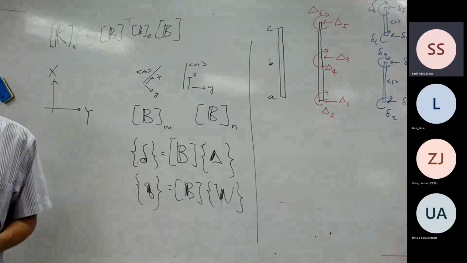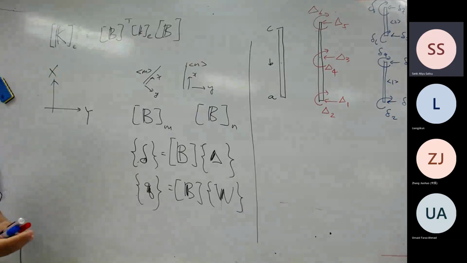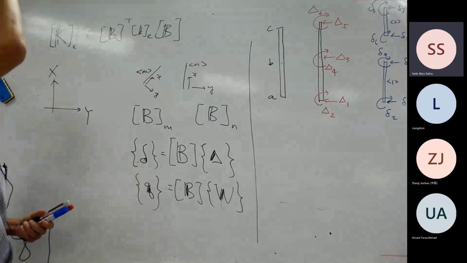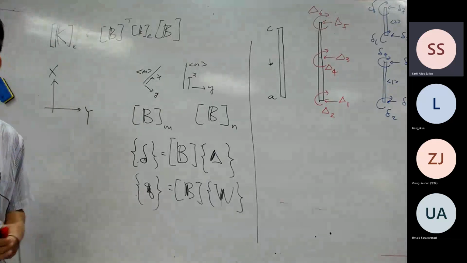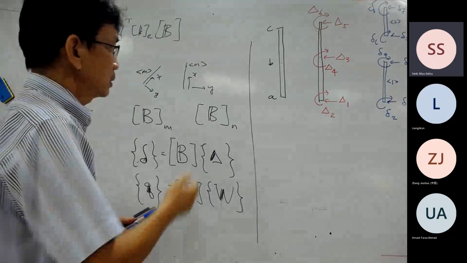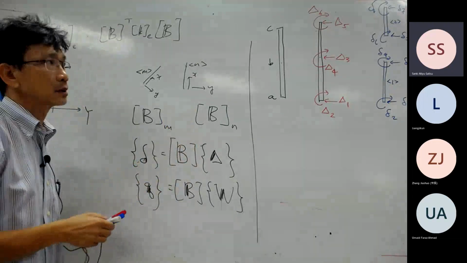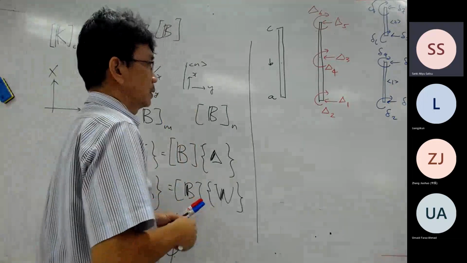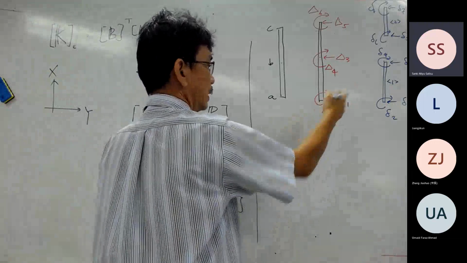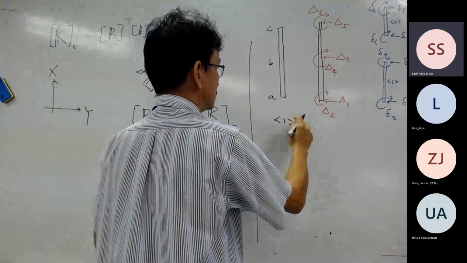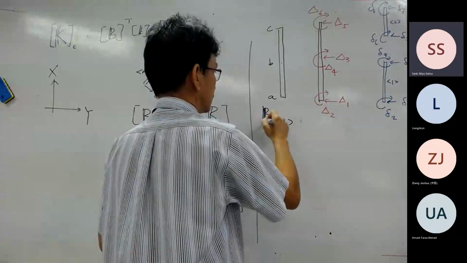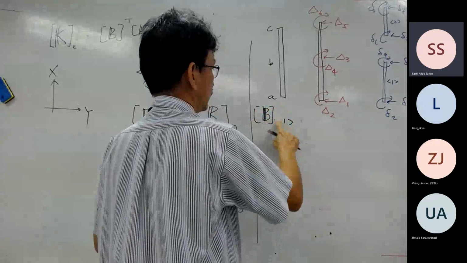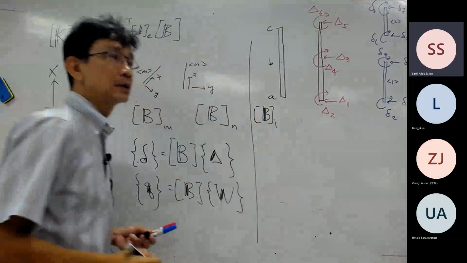In this particular example, it is very easy because all the elements are oriented in the same directions. Okay. So in order to get the B matrix, what we do here is, for element 1, you have the B matrix. Okay. B matrix for element 1.